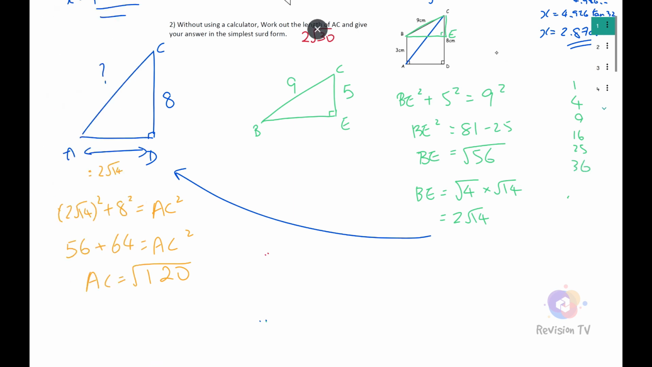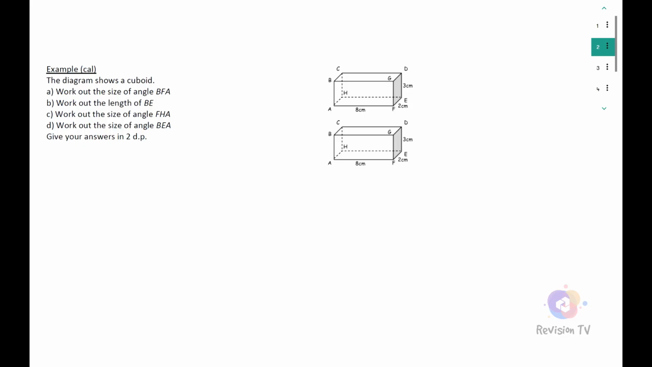Hang on. No, it doesn't. Anyway, so root 4 times root 30. Root 4 is 2, so 2 root 30 is the final answer. That's AC. Testing. In this example, we are going to look at the 3D shape.